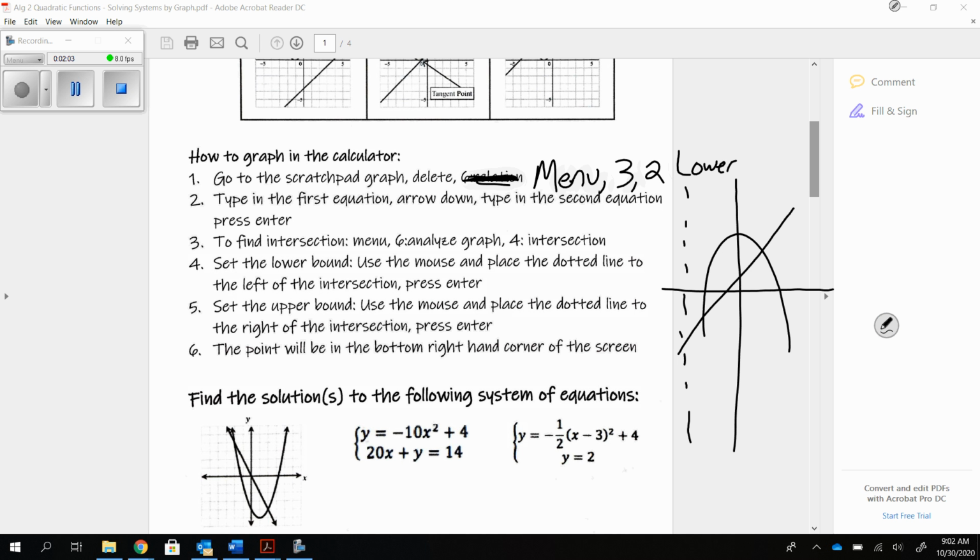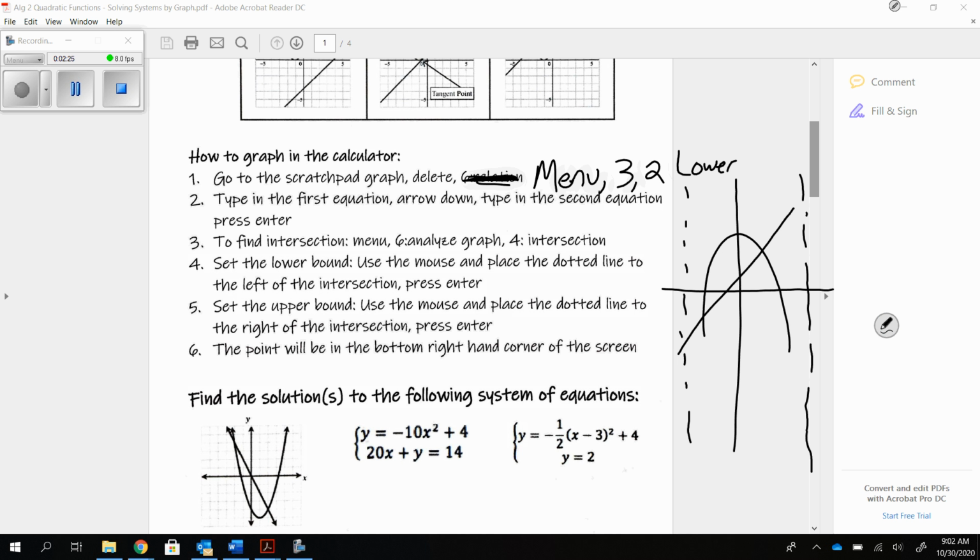All right. Then we press enter. Then to set the upper bound, you use the mouse and place it to the right of the intersection, once again, just to the right. Basically, you're setting the boundaries. That's why it's called bound. You're setting the boundaries on where it should analyze the graph and find the intersections. Once you do that, the intersection points will pop up and you have your answers.